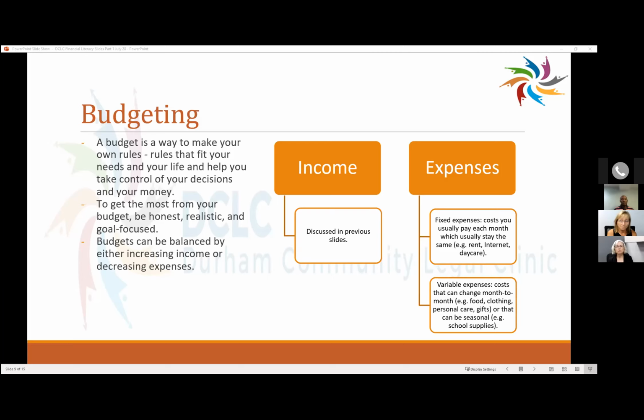So fixed and variable expenses. Expenses are the money going out. Income is the money coming in. The idea is to achieve a balance in your budget between income and expenses. If you don't achieve a balance, in the sense of having more expenses than your income can cover, then you're out of balance, you will have debt.